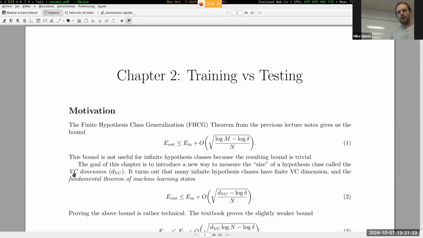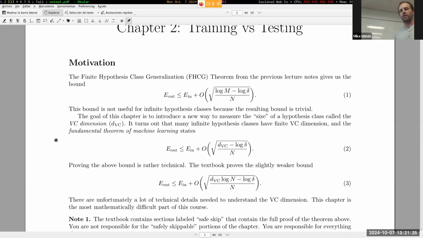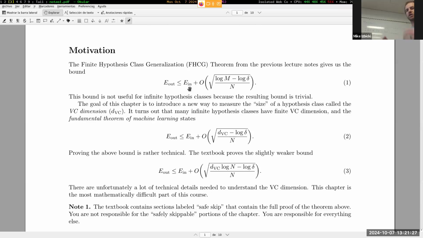And again, big picture, where are we going? There's a bunch of these generalization bounds, theorems that bound the generalization error. Again, the generalization error is the difference between our out of sample error and our in sample error. And the whole purpose of these generalization bounds is to give us some insight on our out of sample error, E out.